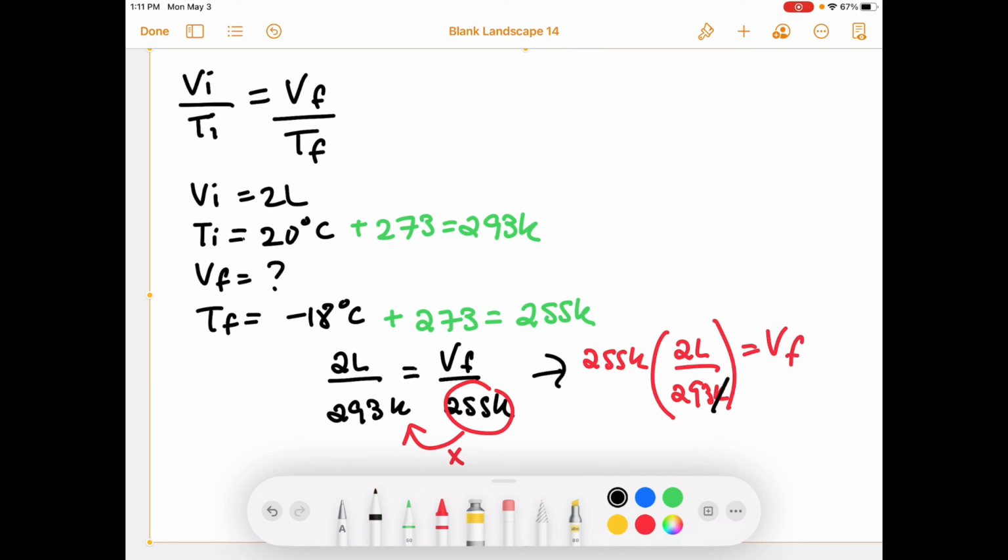Now, one thing I forgot to mention is you have Kelvin here and you have Kelvin here, so they can cancel out. So always do what's inside the parentheses first, order of operations, then multiply by what's on the outside, and you will get about 1.74 or 1.8 liters. You can round it up. This might vary for some people, but you can either leave it as 1.74 or round it up.